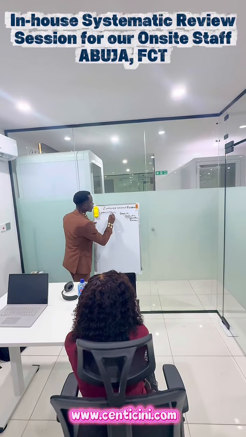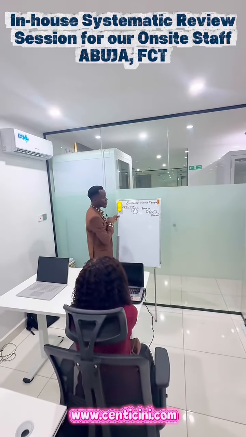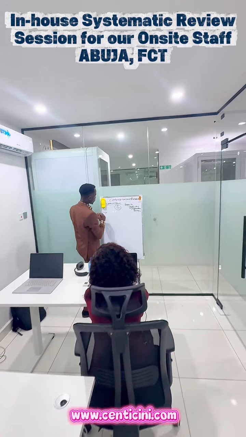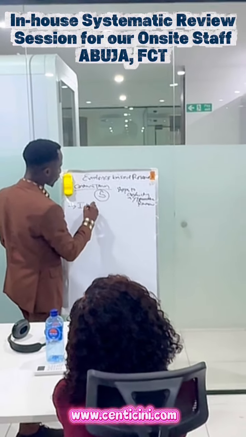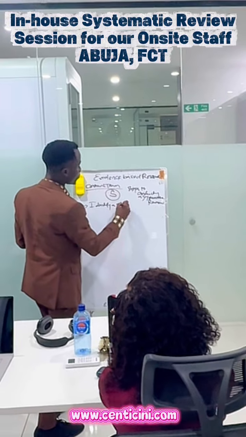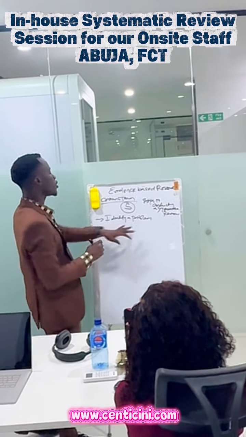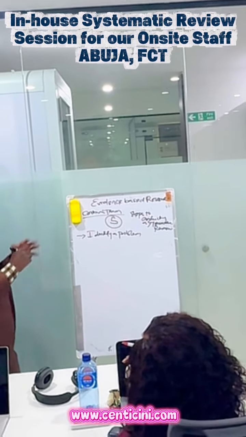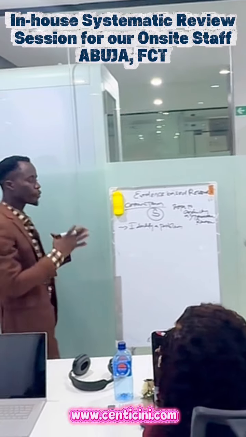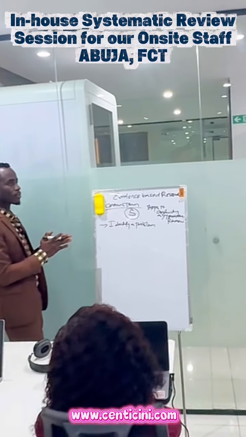It takes 5 steps for you to publish a systematic review. And the first step now is to do what? Identify a problem. Okay, so immediately if you identify the problem, it means that you are already 50% ready to have a systematic review started. And then the next thing you need to do is to do what?